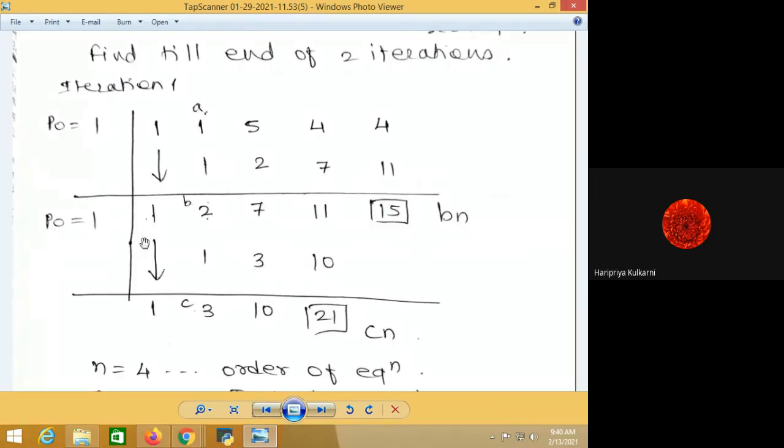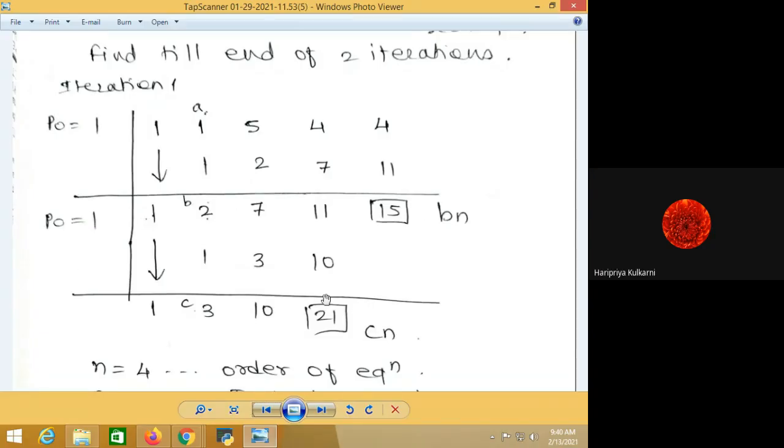Now let us solve it again. 1 is as it is. 1 into 1 is 1. 2 plus 1 is 3. 3 into 1 is 3. 7 plus 3 is 10. 10 into 1 is 10. 10 plus 11 is 21. This is C0, C1, C2, C3. So Cn is nothing but your C3. Here we have calculated all B terms and all C terms.